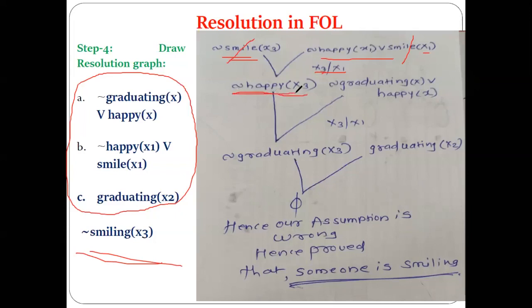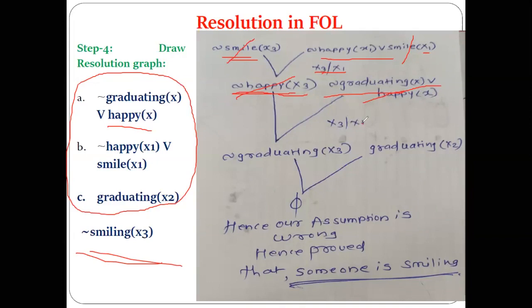Next, what do we have to see? Happy. Where is happy? A. Here. A. So you write that as it is. What will get removed? Happy will get removed. Then again, X will be replaced by X3. X3. It is X, yeah? X3. Correct. Then what will be carried on as it is? This will be carried on as it is.